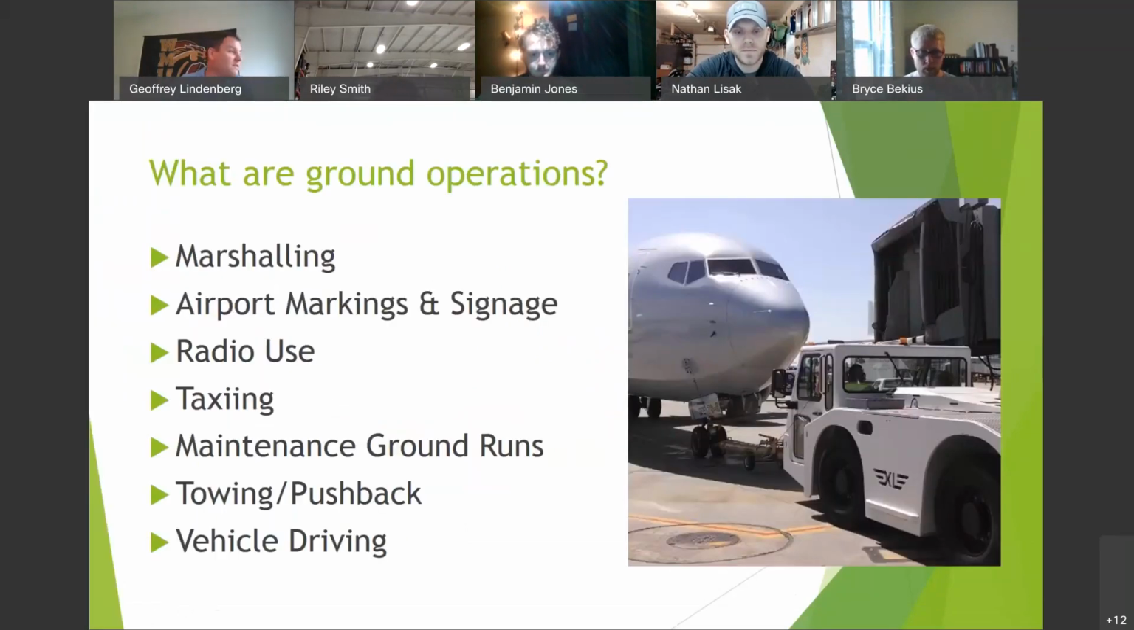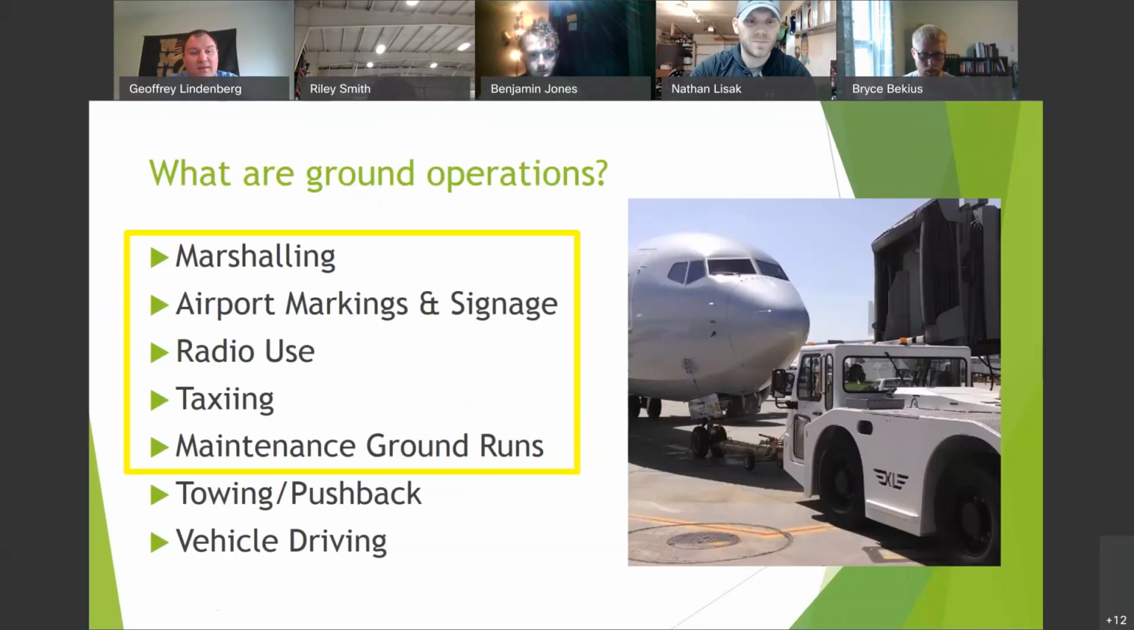The primary areas, what you see with airport ground operations are these 7 areas. So things like marshaling, and then for taxiing, we have to worry about not just taxiing the aircraft, but what are we doing around the airport? What kind of information is out there? How do we communicate with people using radios? And then run-ups, and then ultimately towing, pushback, and vehicle driving. So we're going to focus on these areas here: marshaling, airport markings and signage, radio use, taxiing, and maintenance ground runs. In 4965, 4966, then we will look at towing and pushback.